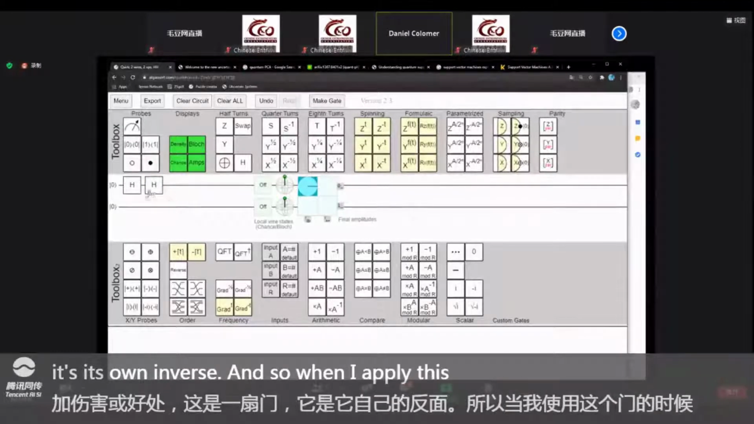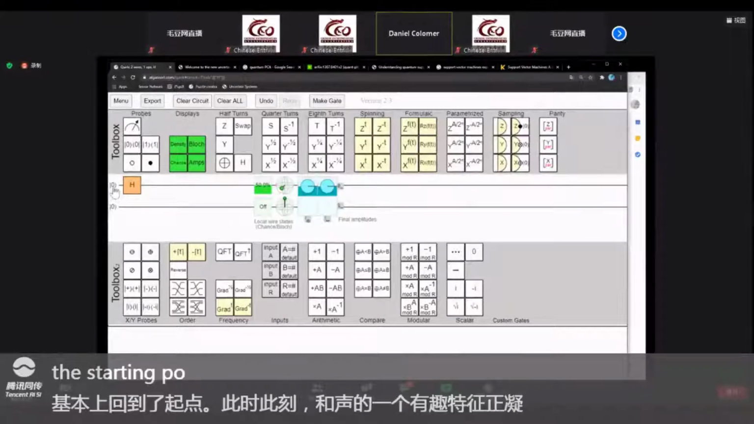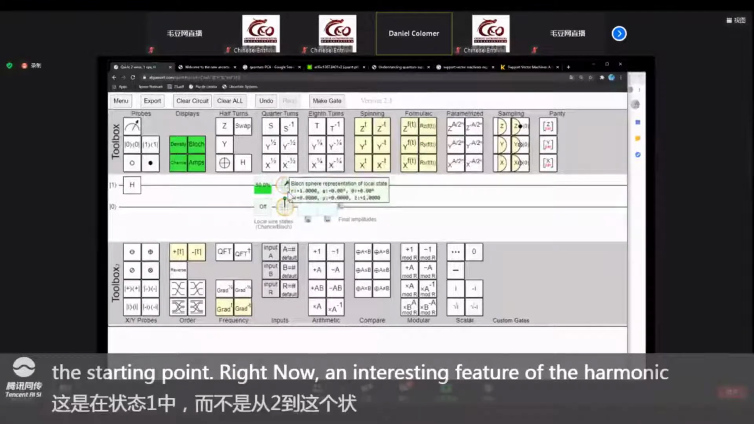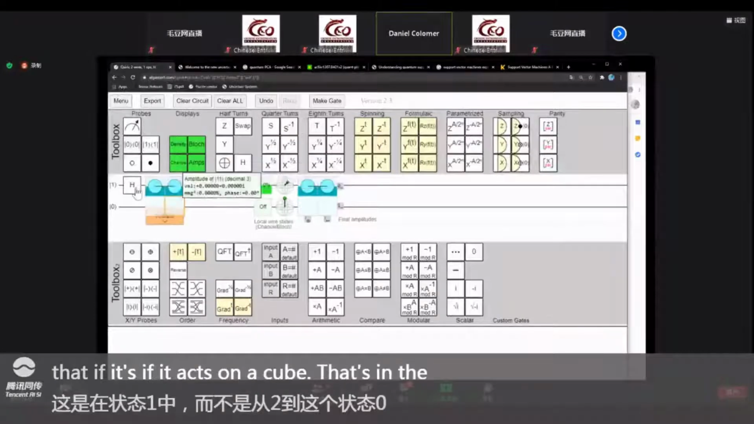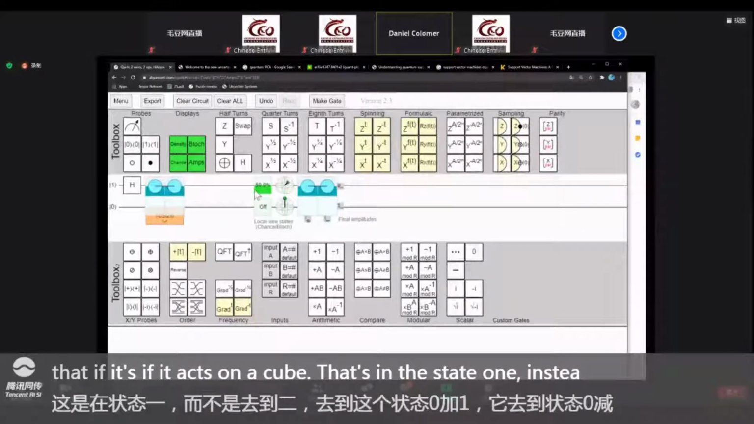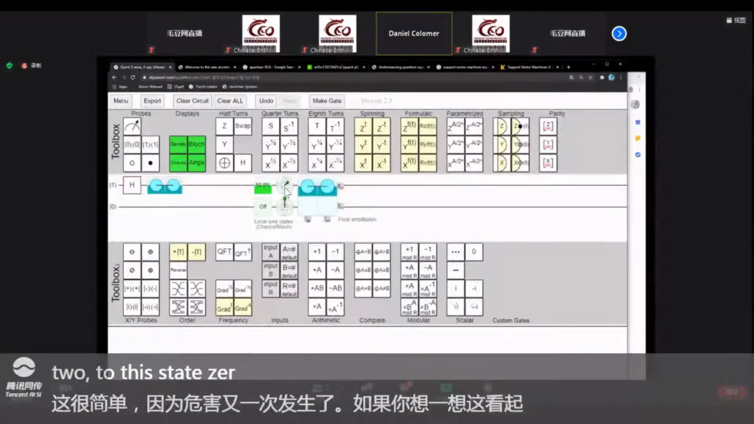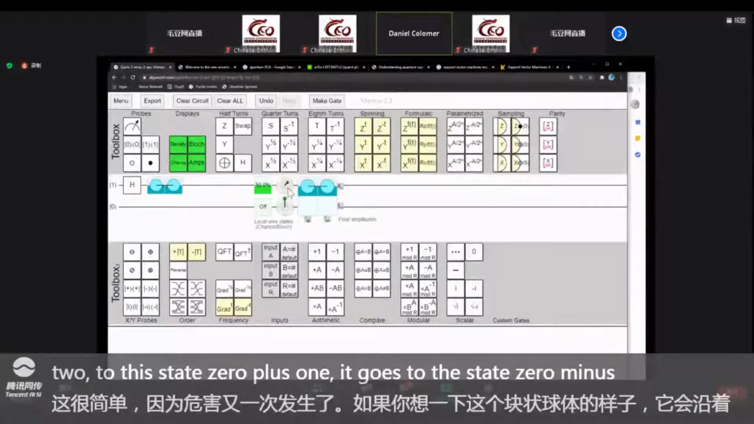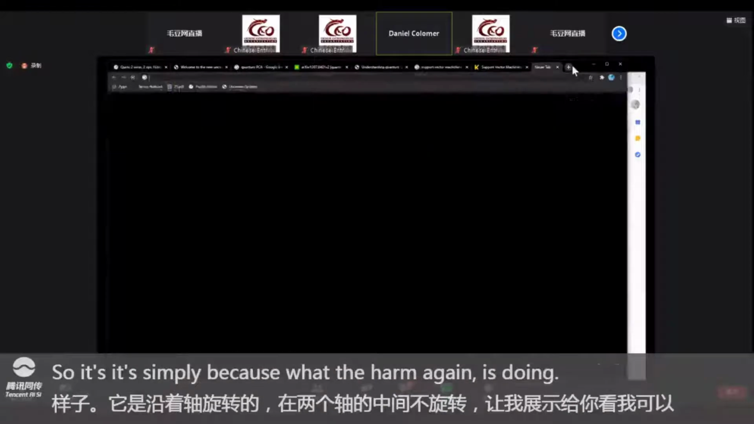Now, an interesting feature of the Hadamard gate is that if it acts on a qubit that's in the state 1, instead of going to the state 0 plus 1, it goes to the state 0 minus 1, right? It's simply because of what the Hadamard gate is doing. If you think about how this would look in the Bloch sphere, it's rotating along the middle of the two axes. Let me show you a bigger Bloch sphere.